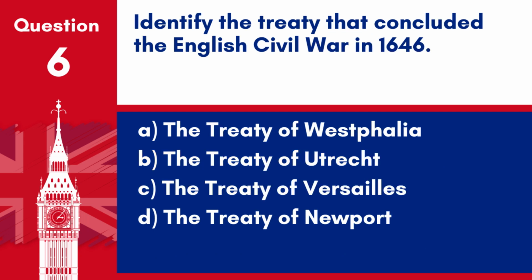Question 6. Identify the treaty that concluded the English Civil War in 1646. A. The Treaty of Westphalia. B. The Treaty of Utrecht. C. The Treaty of Versailles. D. The Treaty of Newport. Answer. D. The Treaty of Newport. Although the Treaty of Newport, 1648, attempted to end the hostilities of the English Civil War, it ultimately failed, leading to further conflict.